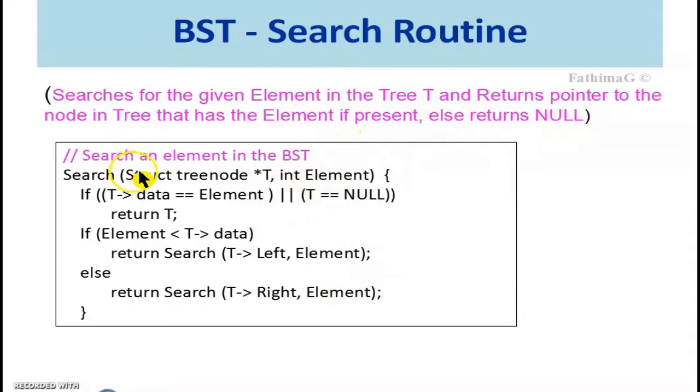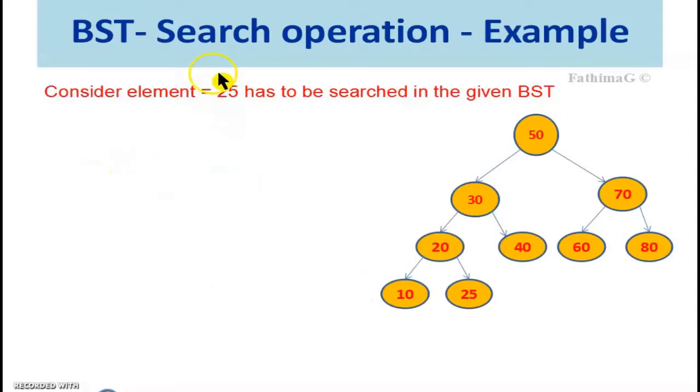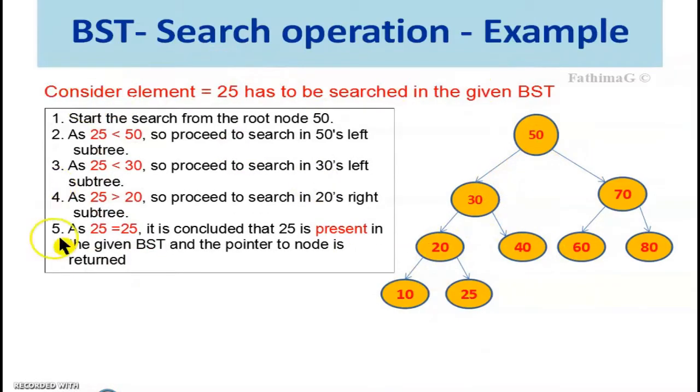Let me explain the search operation with an example. Consider that the element 25 has to be searched in the given tree. As per the algorithm, start the search from the root node. In this example, the root node is nothing but 50. So 25 is compared with 50. As 25 is less than 50, proceed to search in the 50's left subtree.